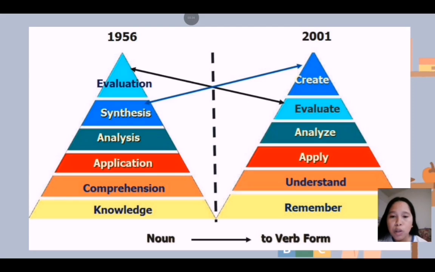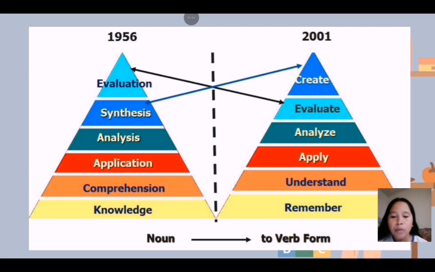As you have observed, in Bloom's taxonomy the names or the levels of cognitive are all in noun form, and in the Anderson revision they are all in verb form.